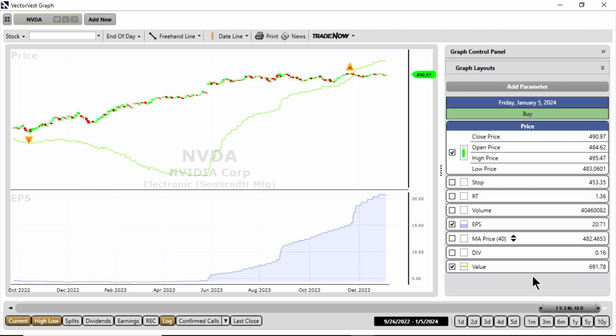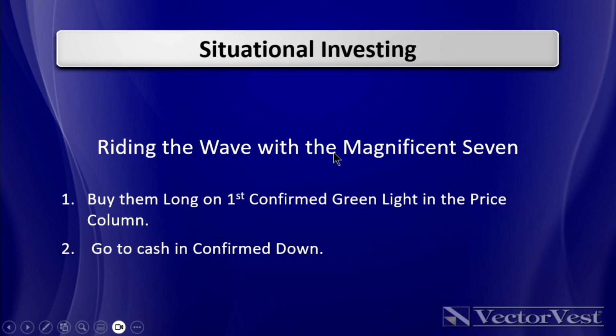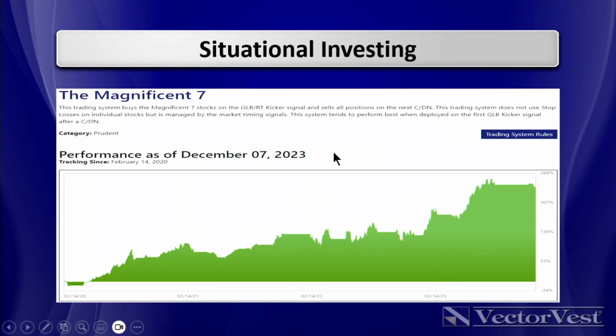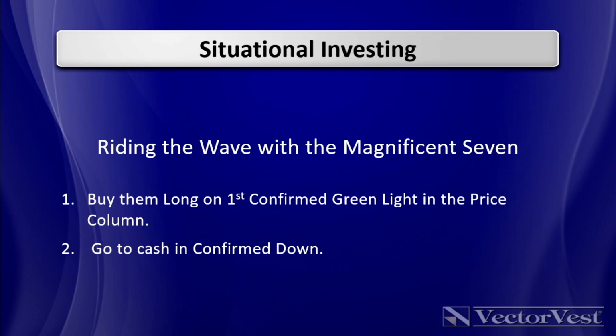All right, enough. See, I can't help it. I'm going to do my best, Ray. Let's go back here. Look, this little system right here, let me show you where to find these guys really quick. Go back over into VectorVest.